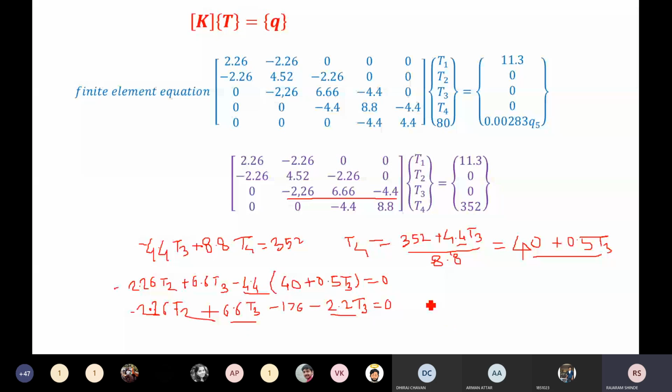Okay. Now I will write here minus 2.26 T2 plus 4.4 T3 is equal to 176. Okay. Yes.